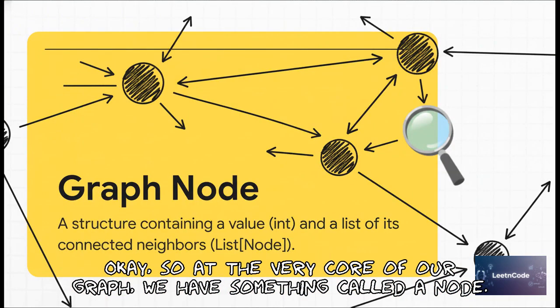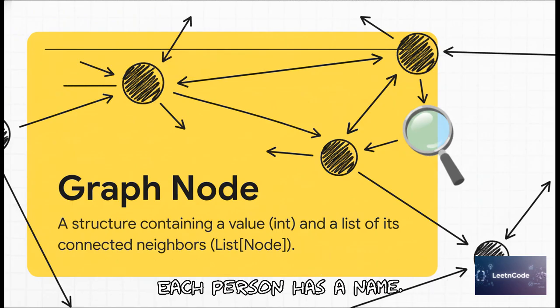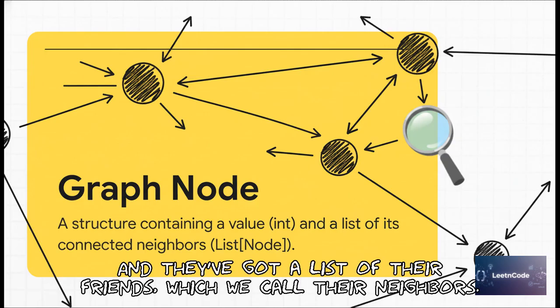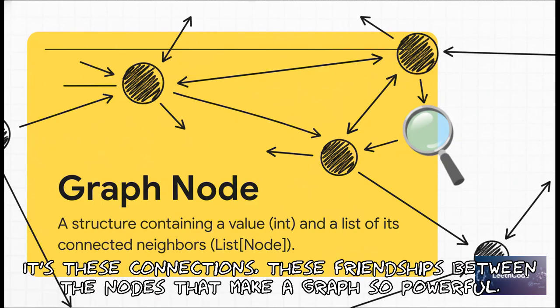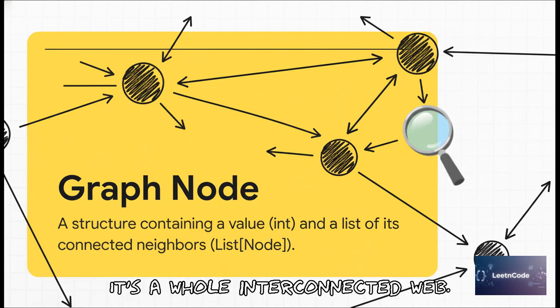Okay, so at the very core of our graph, we have something called a node. The easiest way to think about it is like a person on a social network. Each person has a name, we call that its value, and they've got a list of their friends, which we call their neighbors. It's these connections, these friendships between the nodes, that make a graph so powerful. It's not just a bunch of dots, it's a whole interconnected web.